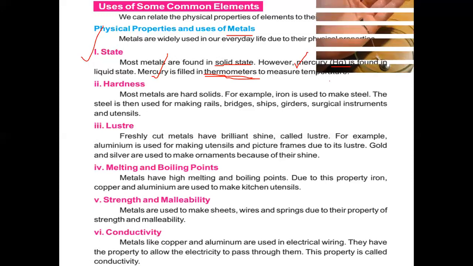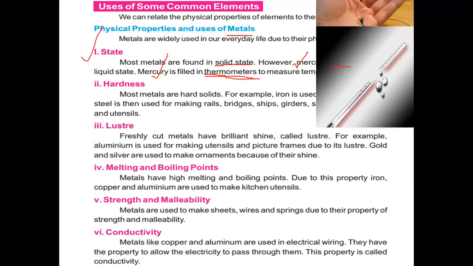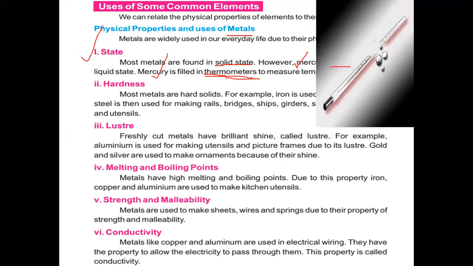If you see here, this is mercury, and you see it is flowing down, so it means it is liquid. And where is it used? In a thermometer. Actually, this is a broken thermometer and the mercury is kept out from the thermometer, and it is in liquid form. So this thermometer is used to check the temperature.